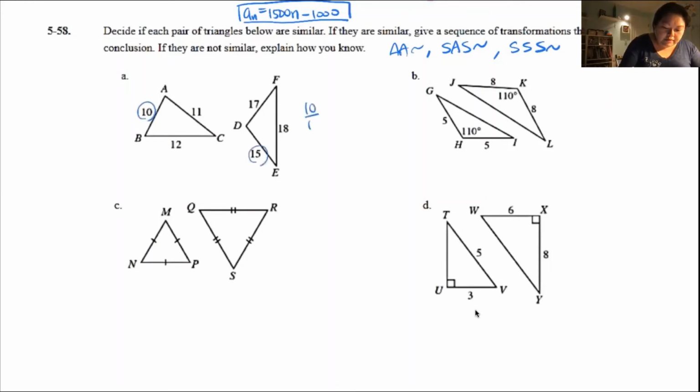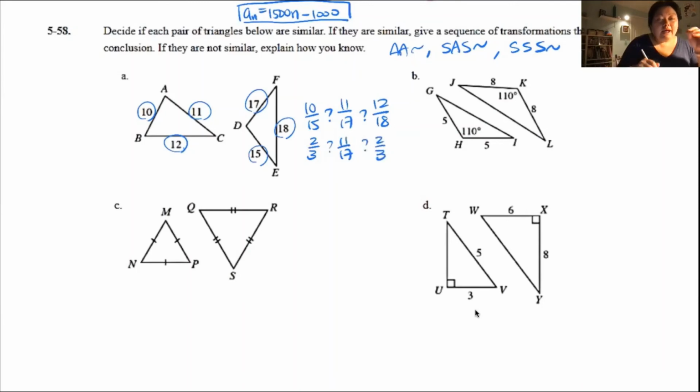So 10 to 15. Does that match medium side to medium side? 11 to 17. Does that match long side to long side? 12 to 18. Okay, so reduce when you can. 10 over 15 can reduce to 2/3. Beautiful. 11 over 17 cannot reduce. But then 12 and 18 divide by 6, then you also get 2/3.